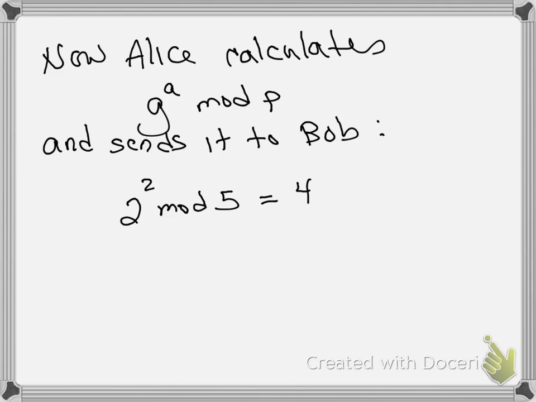Now the first thing is Alice will calculate G to the A mod P, and she sends it to Bob. So let's go ahead and do that calculation. So she takes the generator G, which is 2, her exponent, which is her private key, which is 2, we plug it in there, we take it mod 5, and she calculates 4, and she sends that to Bob.